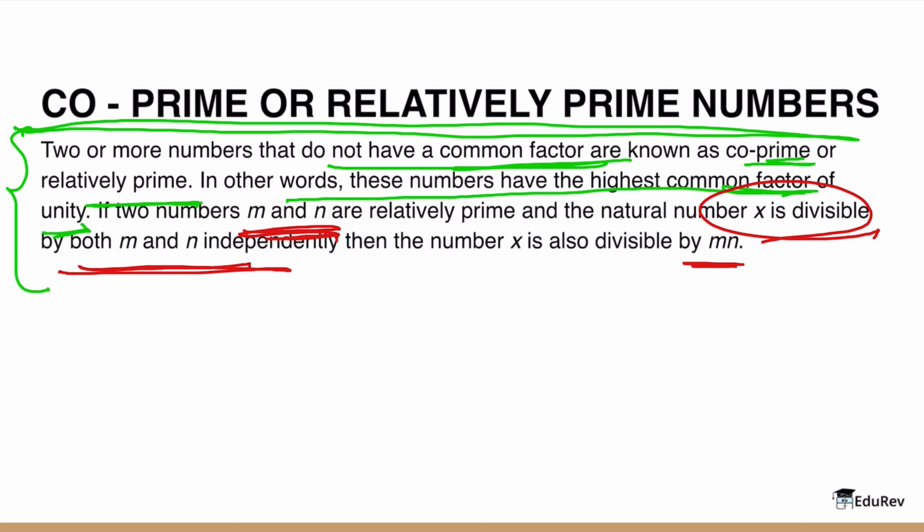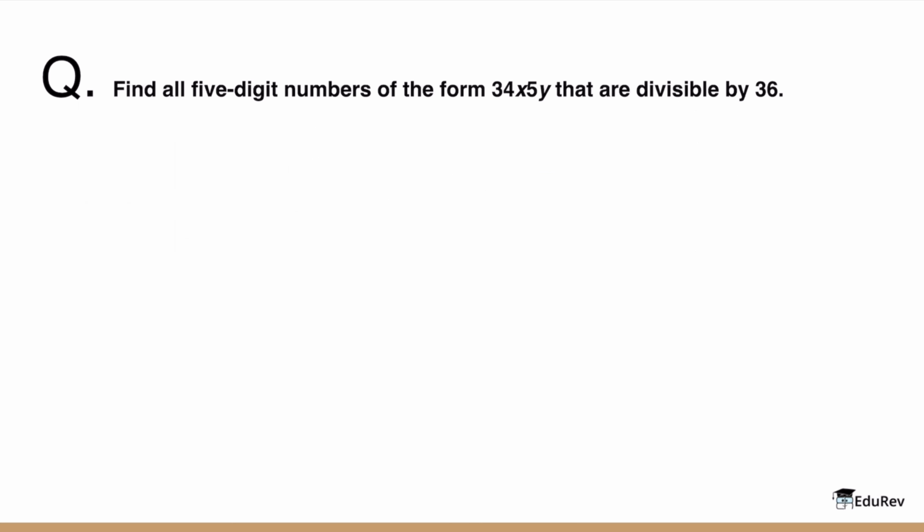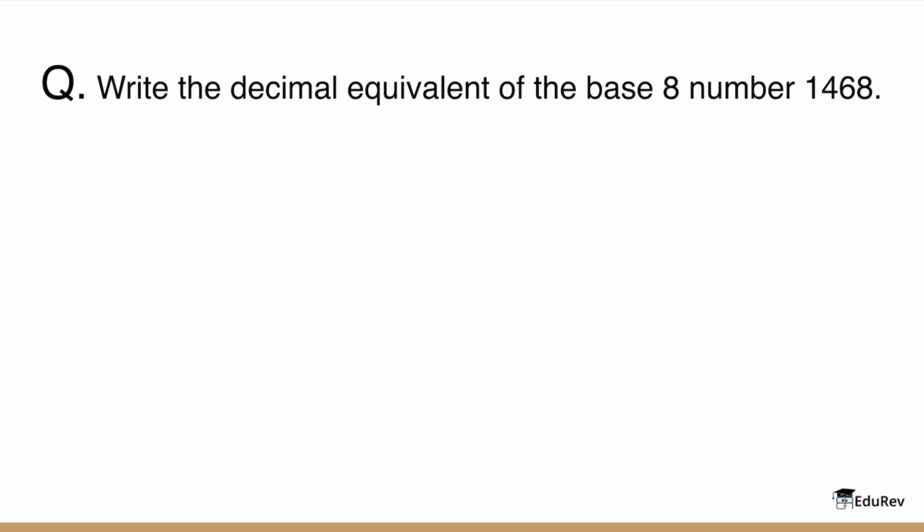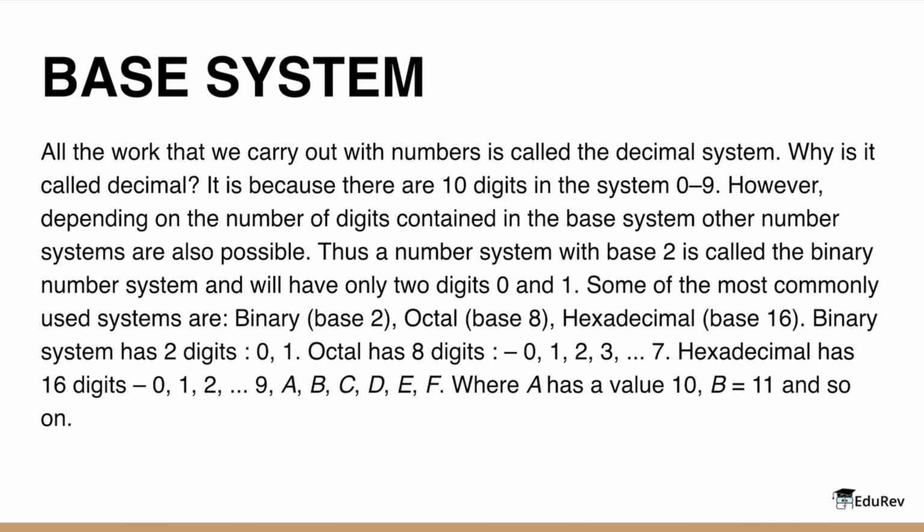Let's do an example and understand it more clearly. The question says, find all the 5-digit numbers of the form this that are divisible by 36. Before beginning with this question, let's give some thought to prime numbers first, so that I'm sure that you know it. Okay, we are going in the wrong direction, I feel.